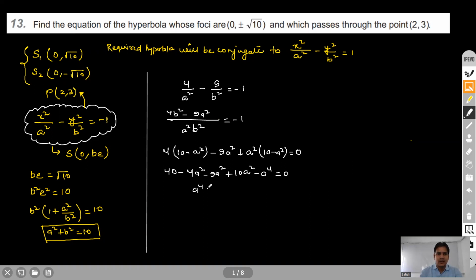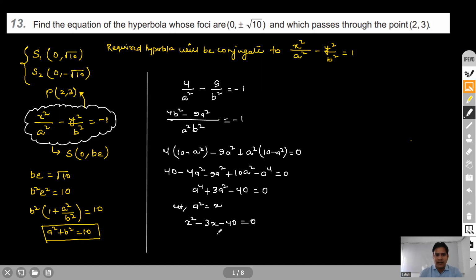So minus 3a square means plus 3a square we can write here, plus 3a square, and this plus 40 will become minus 40. So what I have done, I have added the like terms and I have taken the negative sign common. Okay. So now we can factorize it further. Here you can say let a square is equal to x. So it will be a quadratic in x as x square minus 3x minus 40 equal to 0, right?